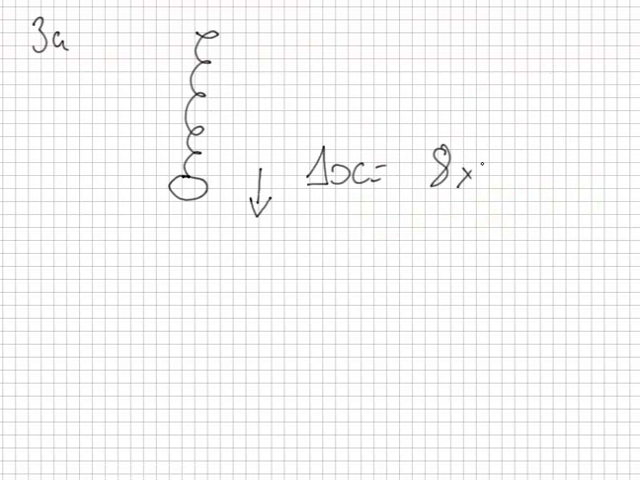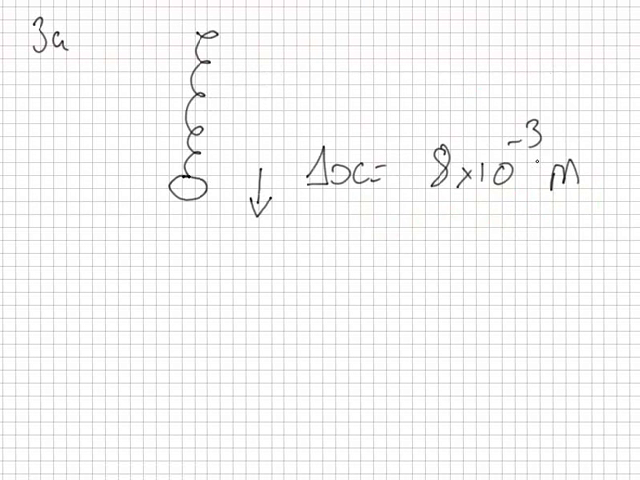Okay, number 3. 3A. You have a spring and the spring is extended by 8 millimeters. That means it's 8 millimeters past its natural length. So 8 times 10 to the minus 3 meters. So that's how much it's being pulled down.